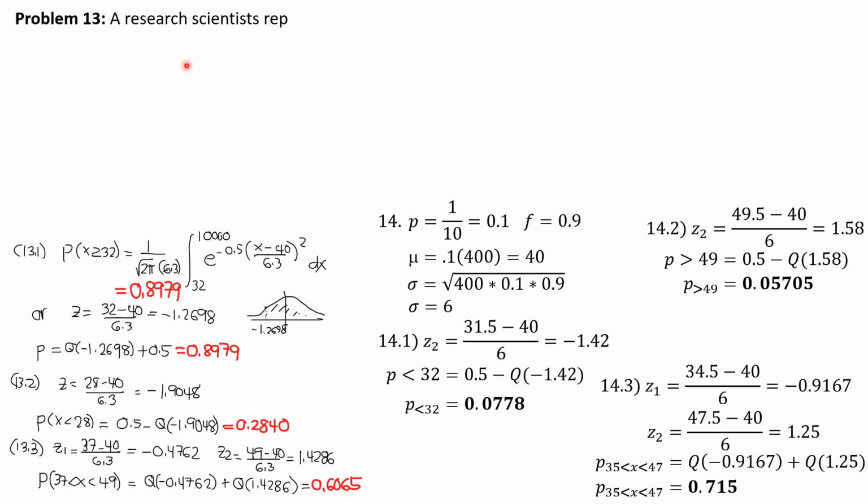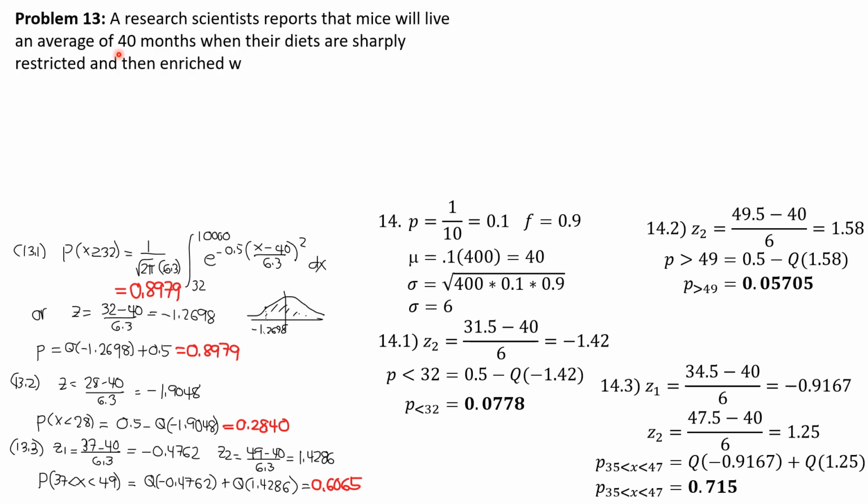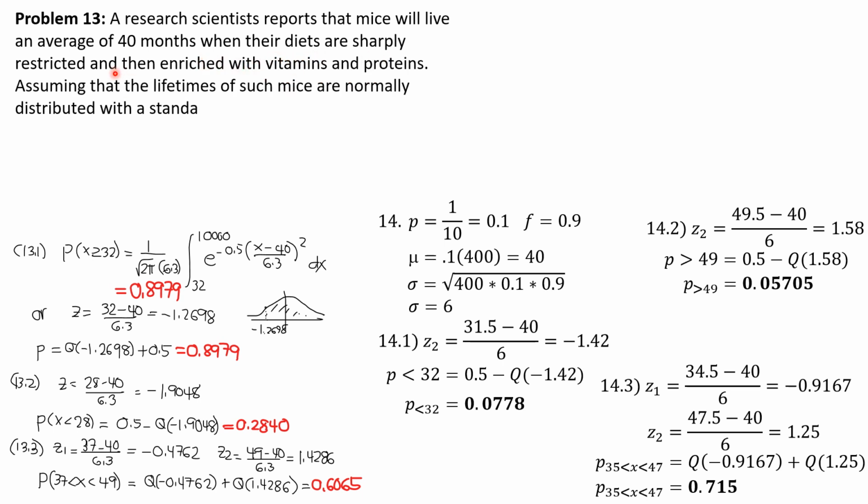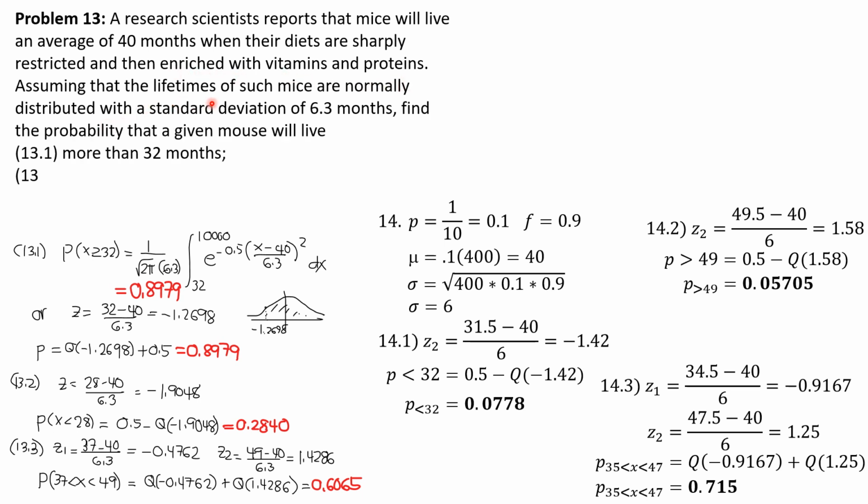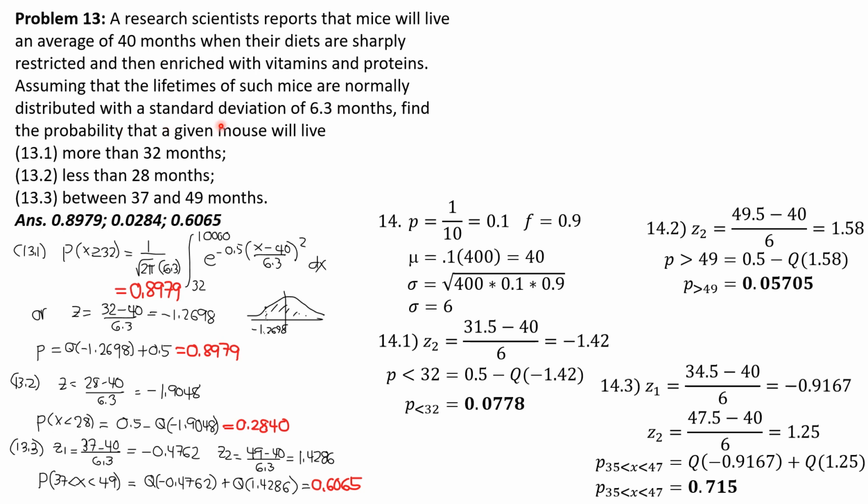Problem 13. A research scientist reports that mice will live an average of 40 months when their diets are sharply restricted and then enriched with vitamins and proteins. Assuming that the lifetimes of such mice are normally distributed with a standard deviation of 6.3 months, find the probability that a given mouse will live more than 32 months, less than 28 months, and between 37 and 49 months.